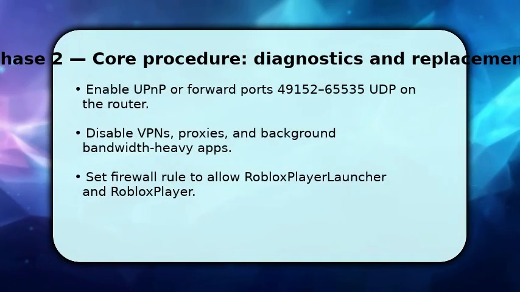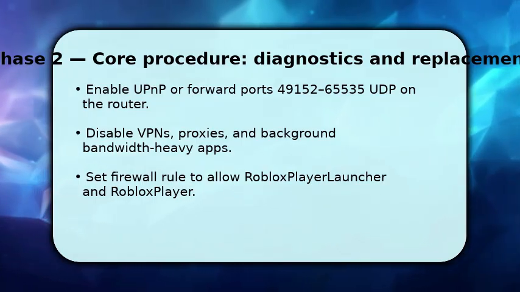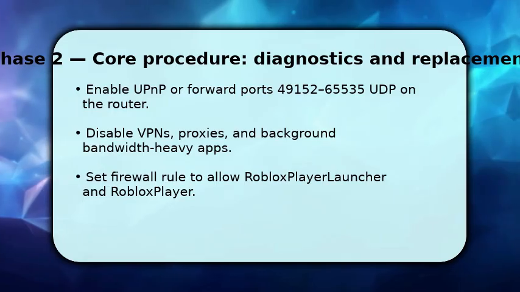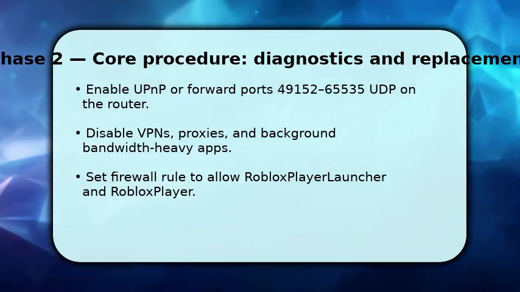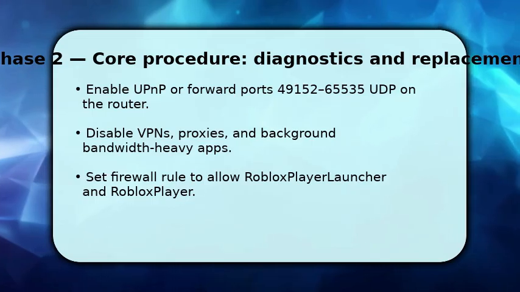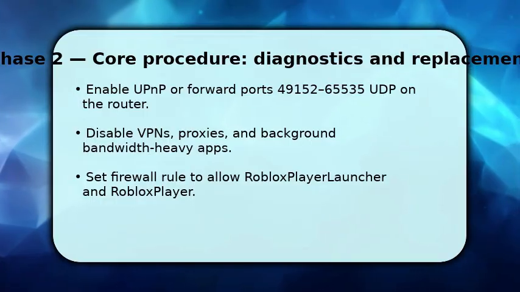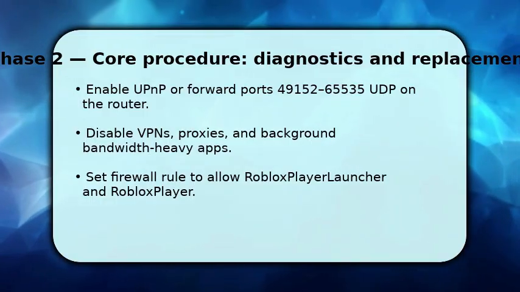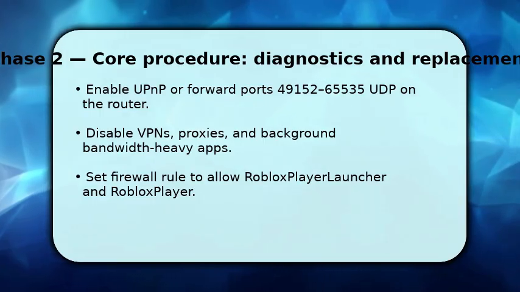Next, you tackle the network path and system restrictions that cause disconnects. Enable UPnP on your router or manually forward UDP ports 49,152 through 65,535 to the gaming device, because Roblox uses dynamic high ports for traffic. Once done, disable VPNs and proxies and close bandwidth-hungry apps so latency stays low.